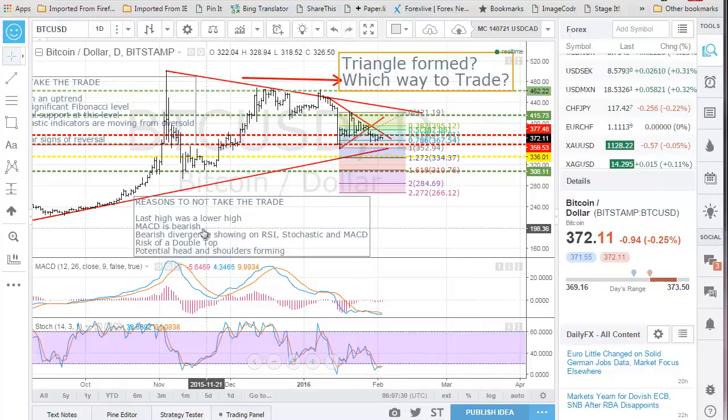And what I was really concerned about is the last high. That's this one here, was a lower high compared to that one. The MACD, which is this momentum indicator, was bearish, i.e. it was below zero. There's bearish divergence showing on the momentum indicators. That basically means that for these two highs here, we had lower highs, and there's a risk of a double top. So these two highs here are a double top, and the potential head and shoulders forming.